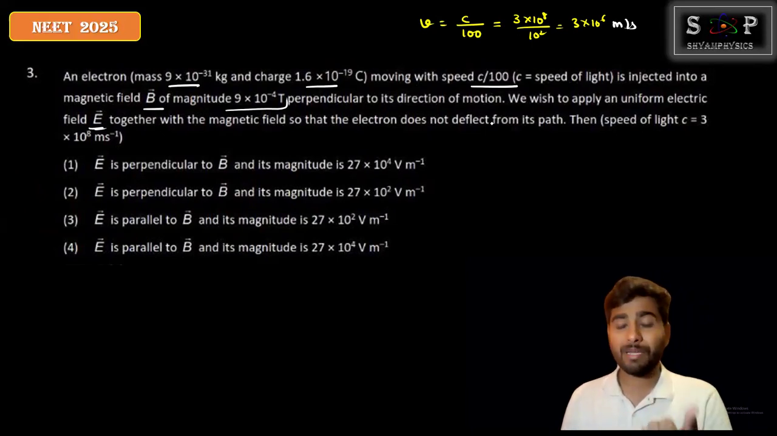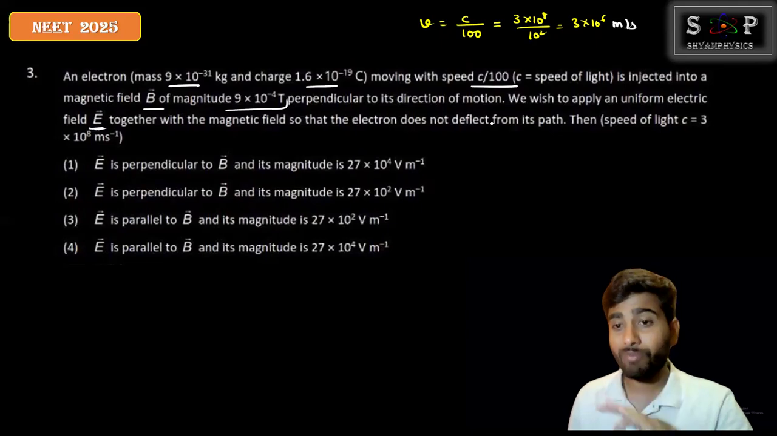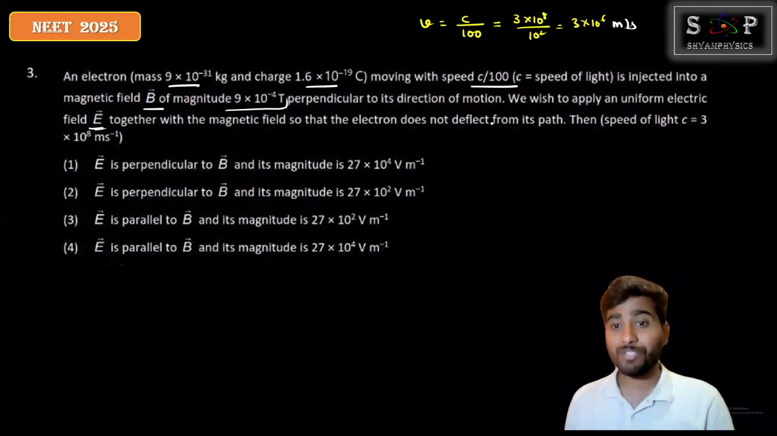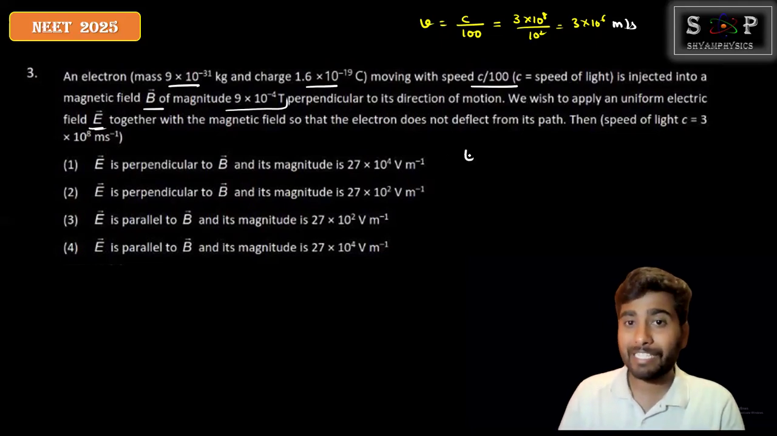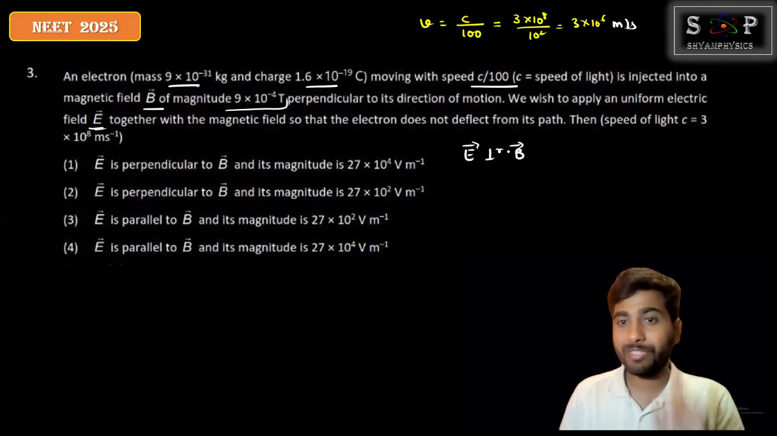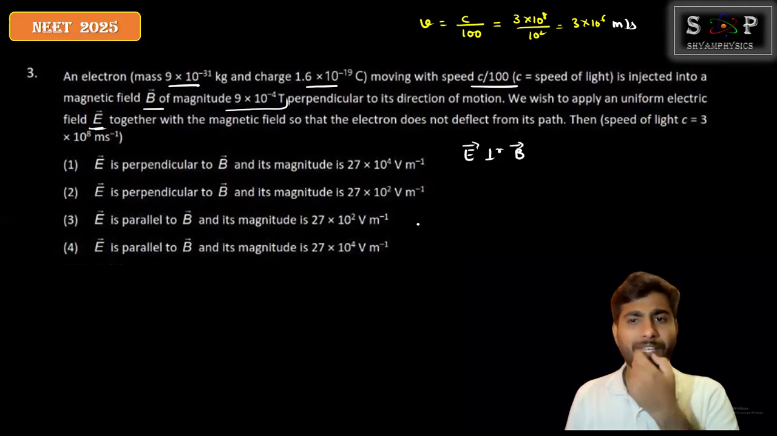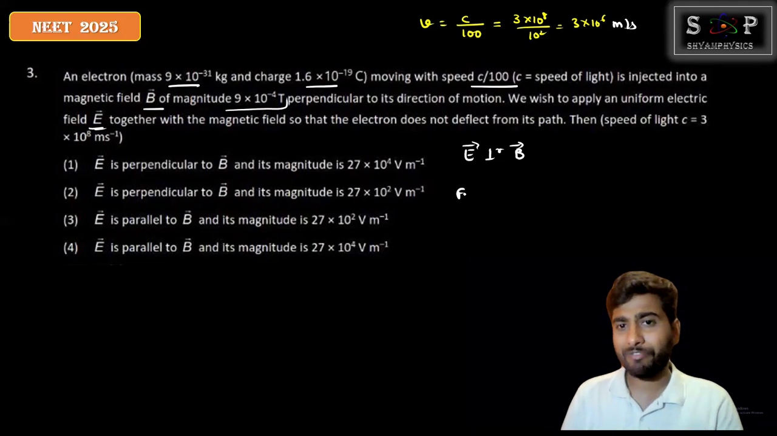the path. Means if I don't want to deflect that electron from where it is going, I need to apply the electric field. In this situation, the electric field should be applied perpendicular to the magnetic field. This is the first condition. Second condition, the force exerted by the electric field should be equal to the force exerted by the magnetic field. From here only we'll calculate this one.